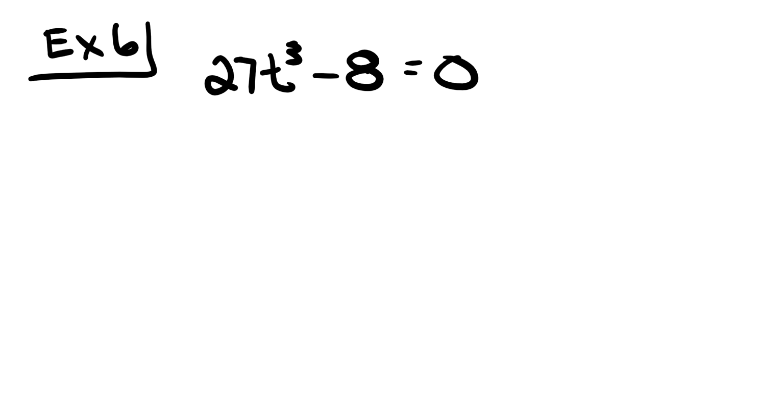Okay, moving onward to example 6 today. In this problem, I don't have a quadratic here. I have a cubed variable, my first term. So looking at this over, what this alerts me to is, is this a sum or difference of 2 cubes? All right, it's a difference of possibly 2 cubes. So 27 is a cube number, t to the 3 is cubed, and so is 8 a cube number.